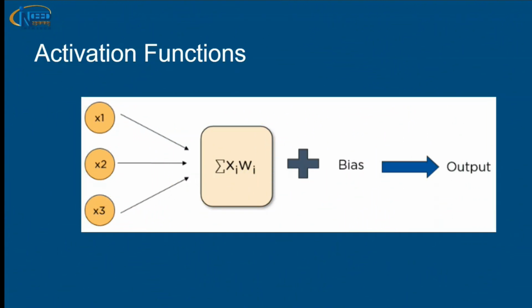Now look at the same thing diagrammatically. We have inputs x1, x2, x3. Then here we have summation xi wi. That means x1 w1 plus x2 w2 plus x3 w3, summation. Okay, plus bias will give us the output. Yeah, so this is understood now.